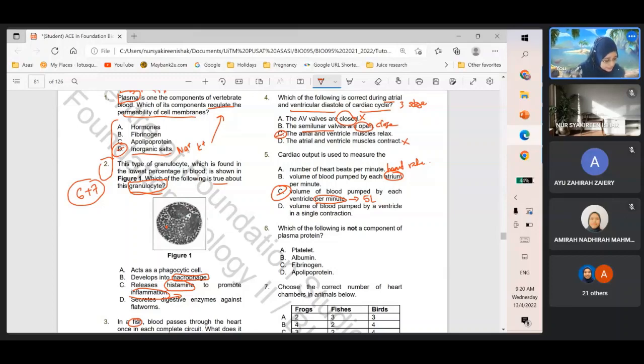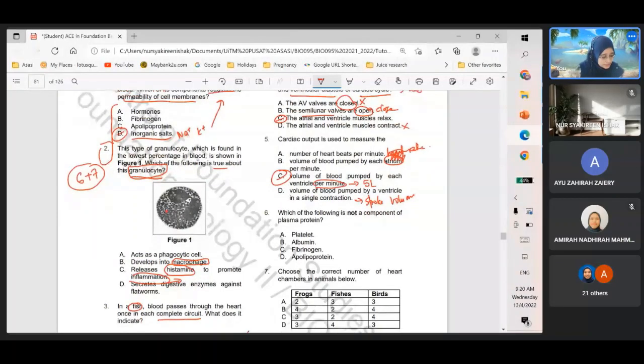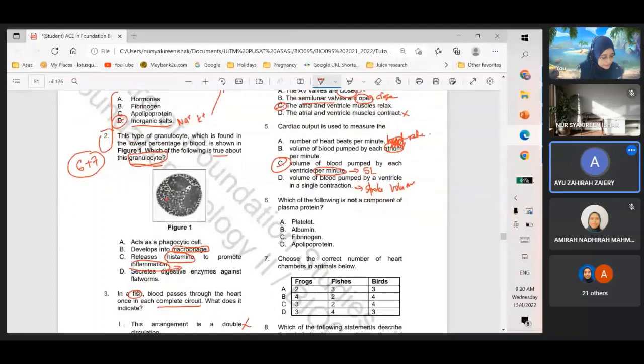Volume of blood pumped by a ventricle in a single contraction. Ini baru. Ini salah ni. Ini statement B memang macam salah lah statement dia. Yang ini baru stroke volume. Kan? Volume of blood pumped by ventricle in a single contraction. That is stroke volume. Stroke volume berapa value dia? 70 milliliter per beat.